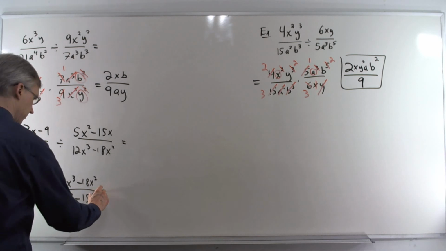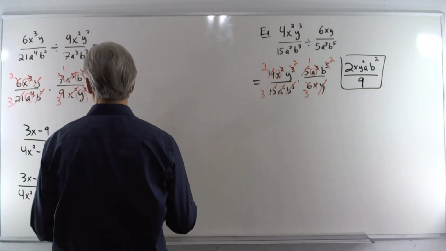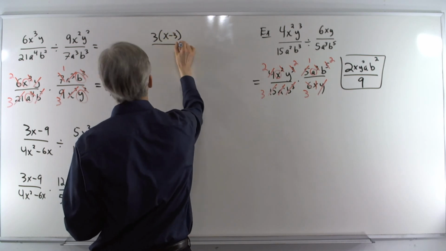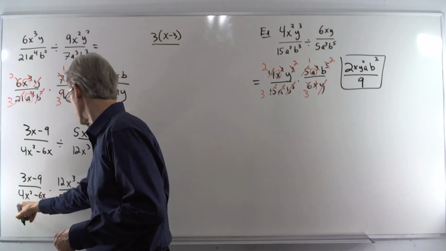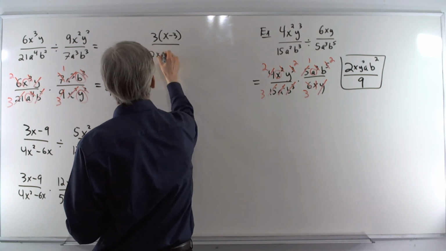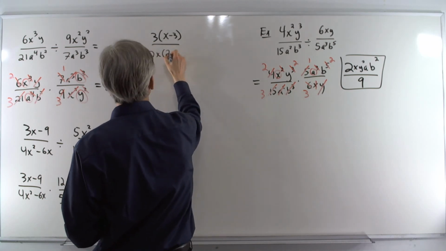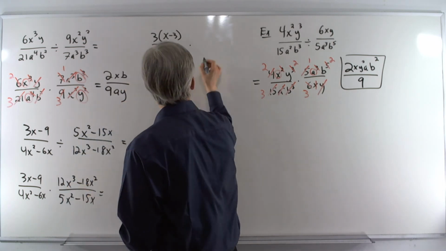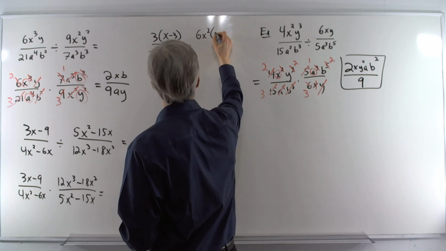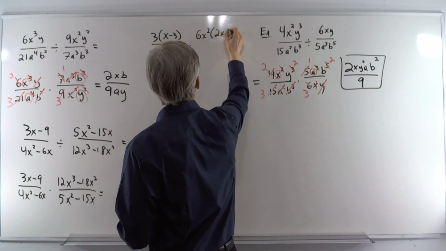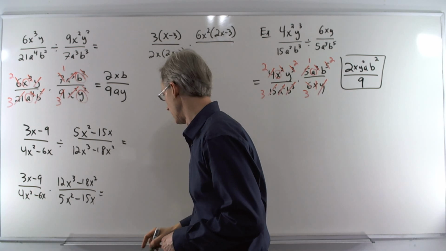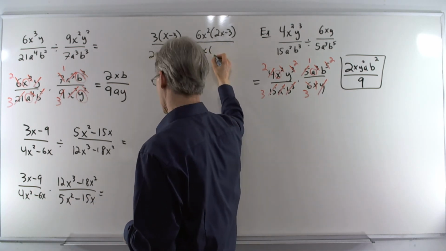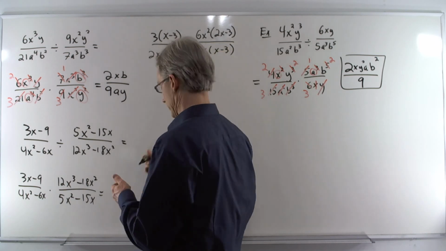Now start factoring. All right, first one, 3x minus 9, that factors into 3 times x minus 3. Here we can factor out 2x and get 2x minus 3. And over here we can factor out 6x squared and get 2x minus 3. And here we can factor out 5x and get x minus 3.